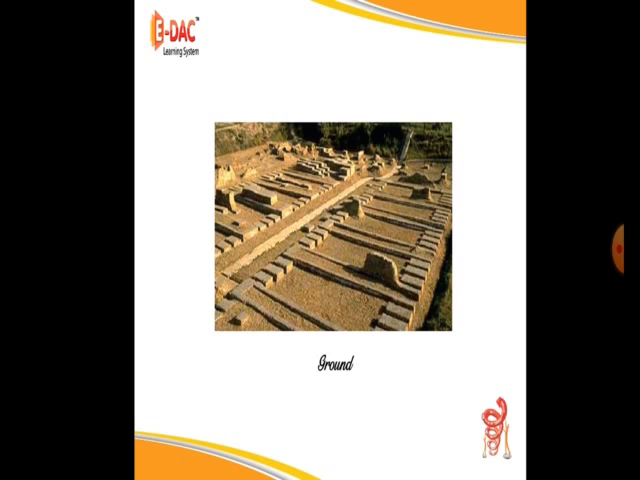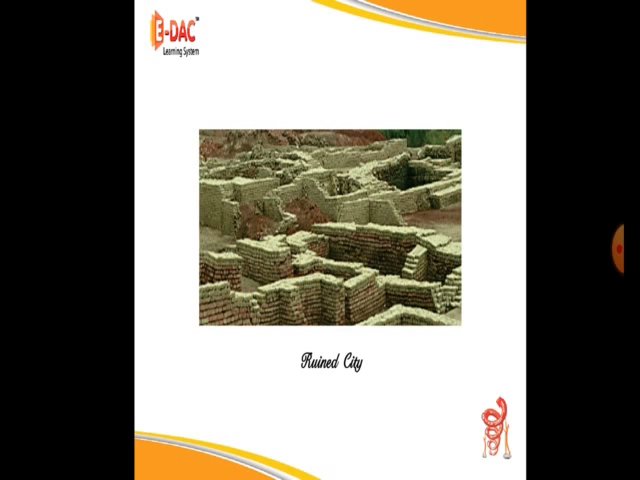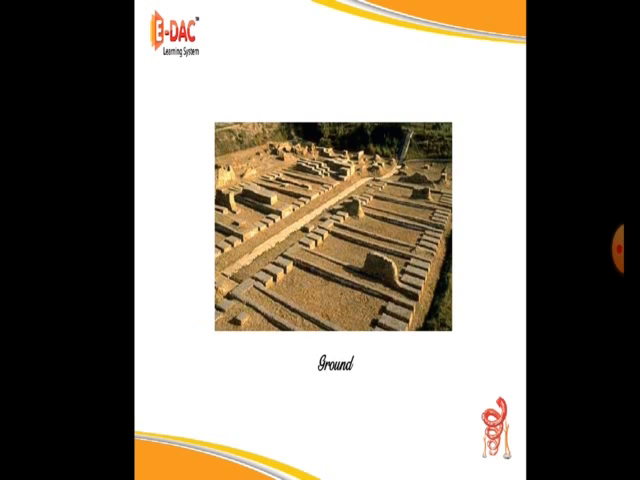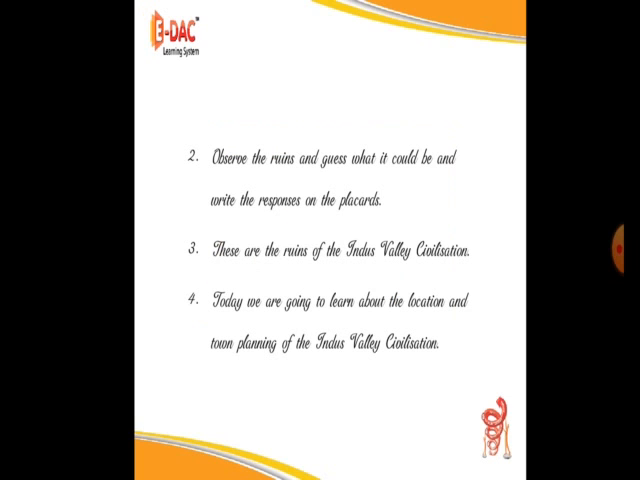Let's continue with the next slide. Here you can see the ground in this picture, and this is the ruined city of the Indus Valley civilization, which was found by the archaeologists. Here is the ground again, and here are a few questions for you to answer. Observe the ruins and guess what it could be and write the responses on the placards. These are the ruins of the Indus Valley civilization. Today we are going to learn about the location and town planning of the Indus Valley civilization.